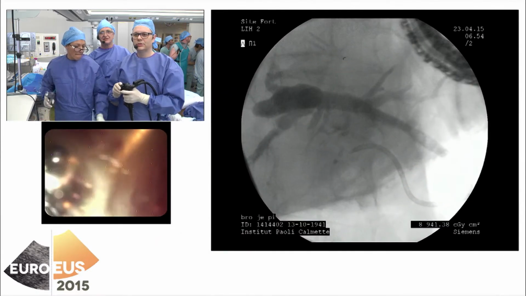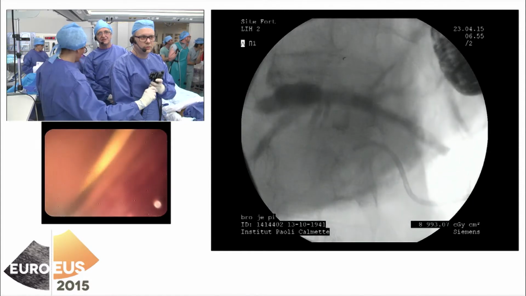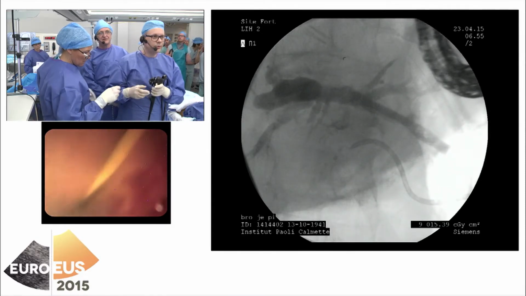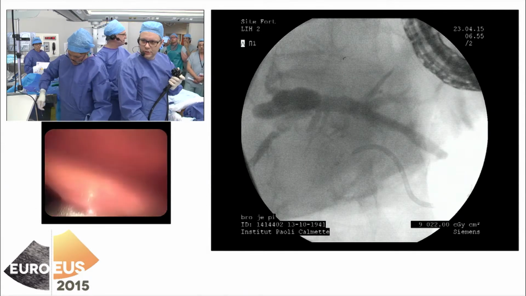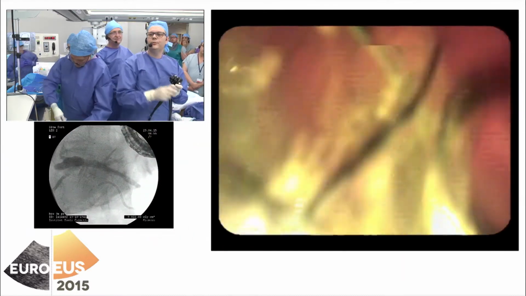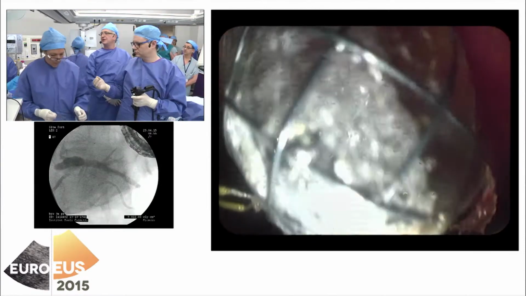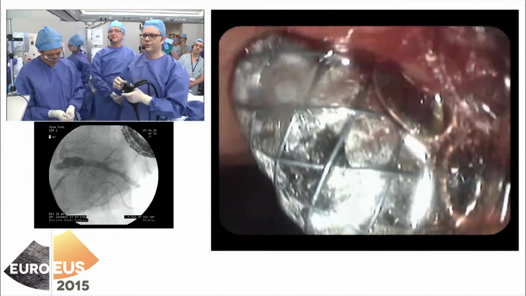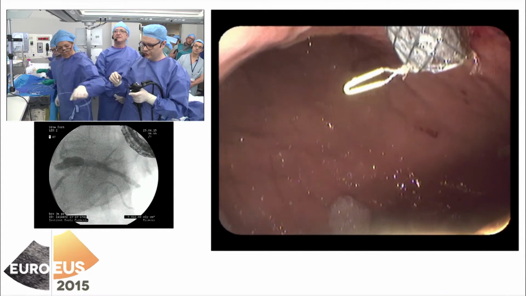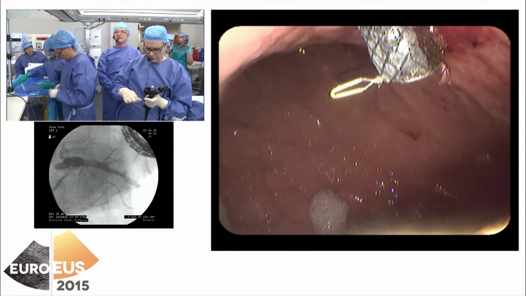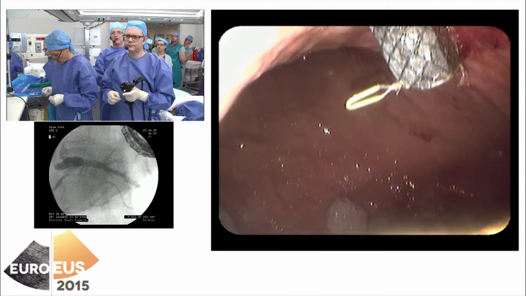I lose the guide wire due to the position up. So I will replace the guide wire. We have two possibilities: either change the scope and use a duodenoscope, or we can try, if it's not difficult, using the same scope. The important thing here is not to manipulate too much. So it's just to go very gently with the wire ready.